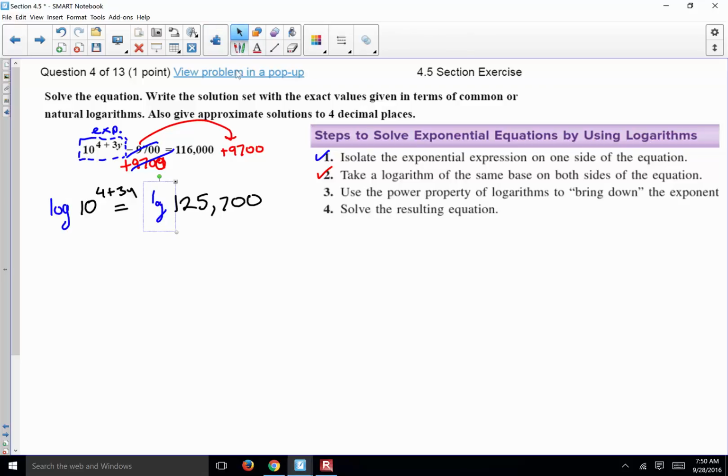Okay, next, why are we using logarithms on each side? What's the purpose of this? You shouldn't be doing anything without a purpose. What's the reason for this? Why did we do this? If you know it, let me know. Why are we putting logarithms to both sides? So you can bring down the exponential.